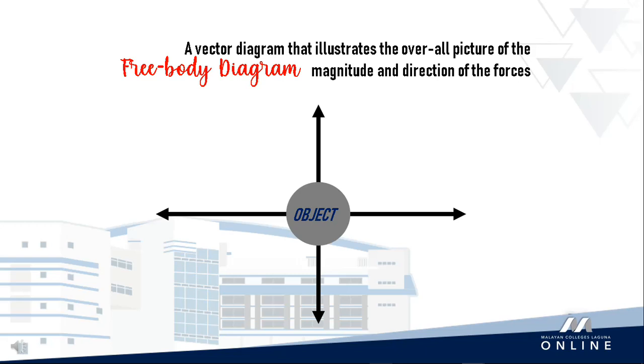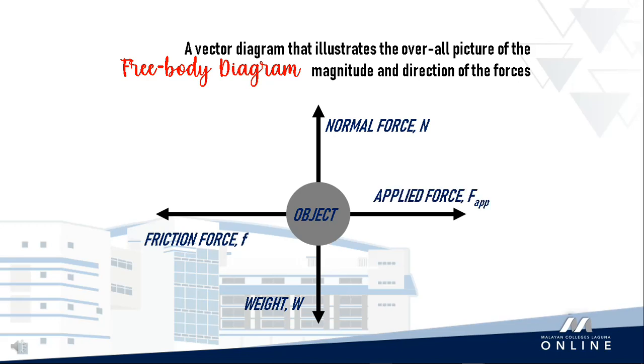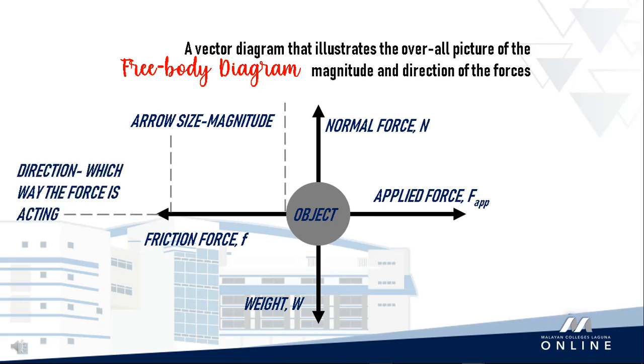We have normal force, represented by an arrow upward, and the weight, which is represented by the arrow downward. Then, we have the friction force and applied force, opposite to one another and parallel to the object. The arrow's size signifies the force's magnitude, while the arrow's direction signifies which way the force is acting.